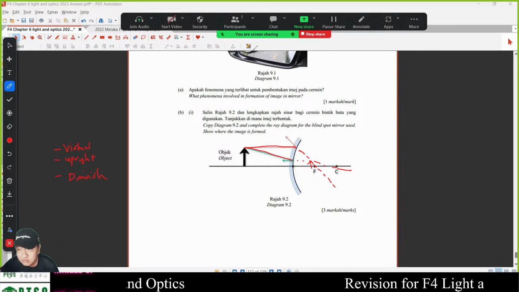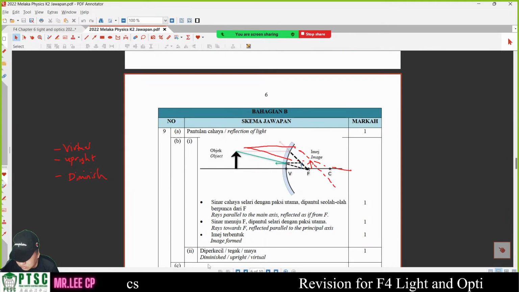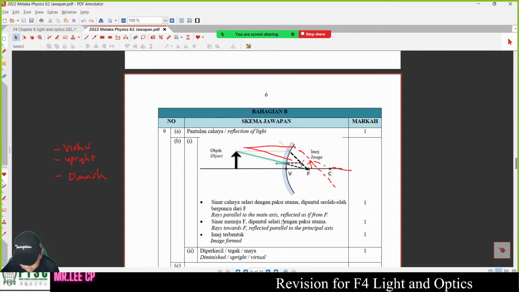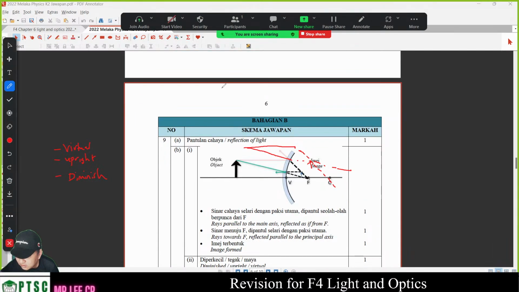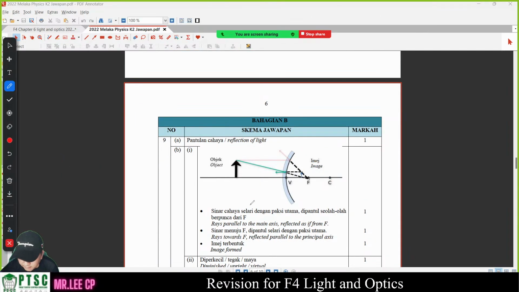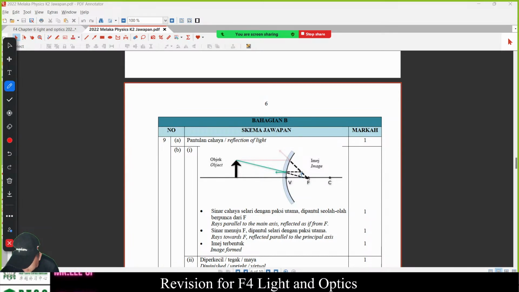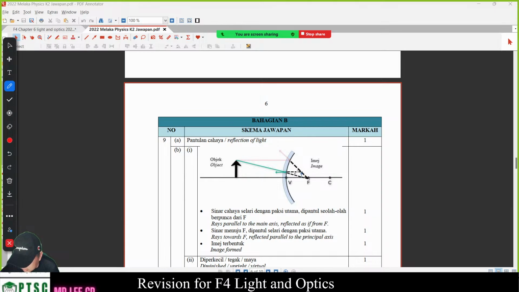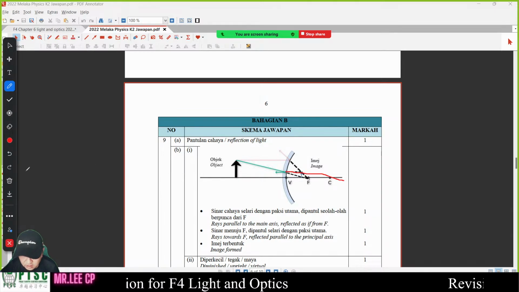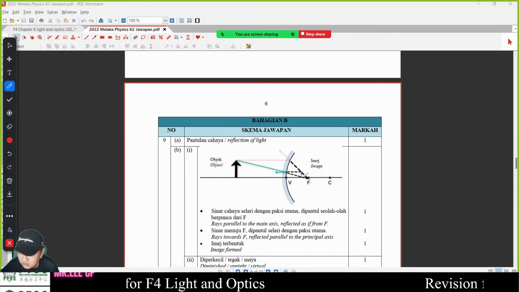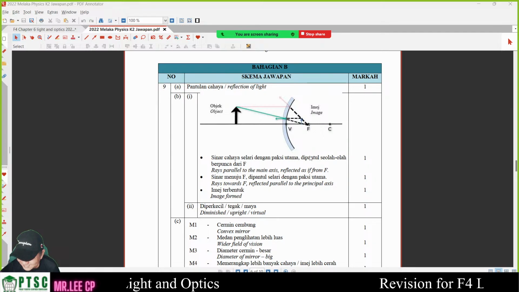So virtual, upright, and diminished. What you see is they ask you to draw virtual, upright, diminished. They ask you to draw. I clear my one. They said you draw here dotted line. You draw here dotted line. Not here dotted line. They should draw until here. Right? Draw through the sea. This one they draw it wrongly, so they still get hurt. They should be drawn. Okay.